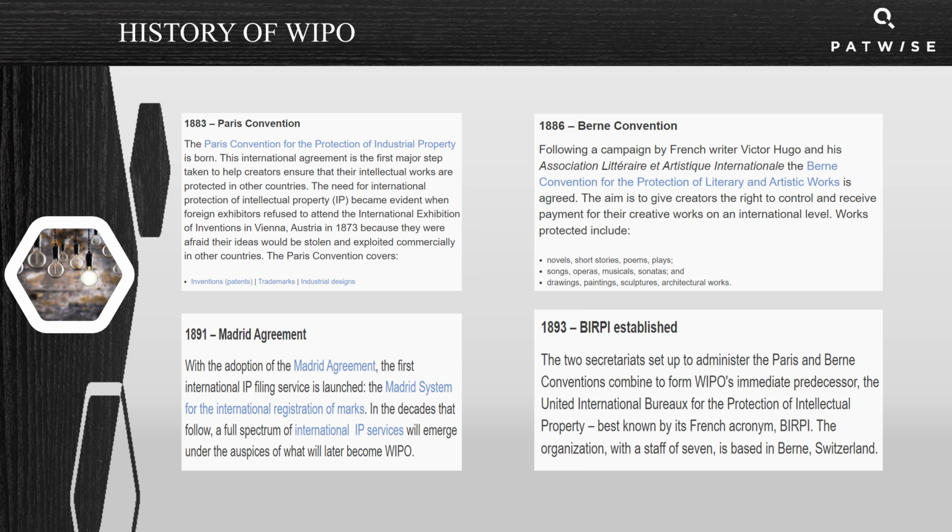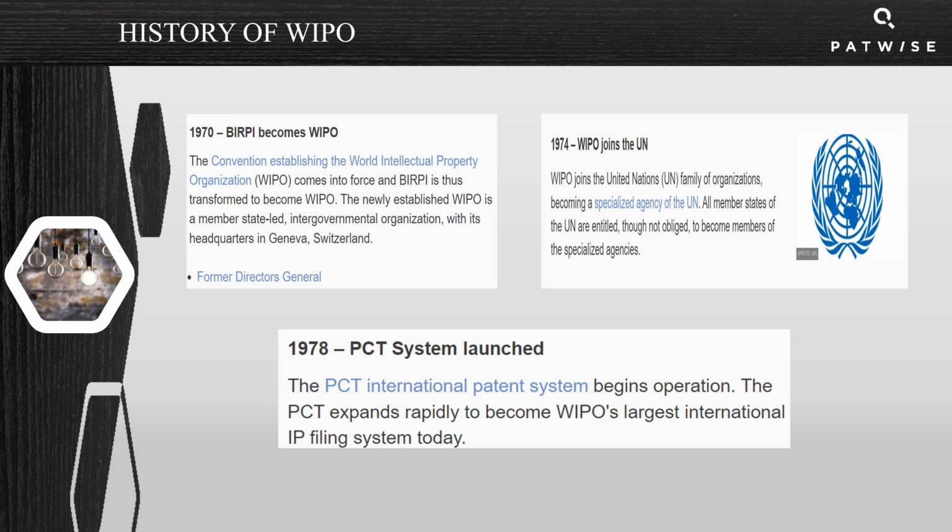To date, the Madrid Agreement protocol is what is followed for international filing of brand names and trademarks. Followed by the 1891 Madrid Agreement, BIRPI was established in 1893. The Berne and the Paris Conventions together combined to form the predecessor of WIPO, called the United International Bureau for the Protection of Intellectual Property. In 1970, the United International Bureau for the Protection of Intellectual Property was established to become WIPO, the World Intellectual Property Organization.